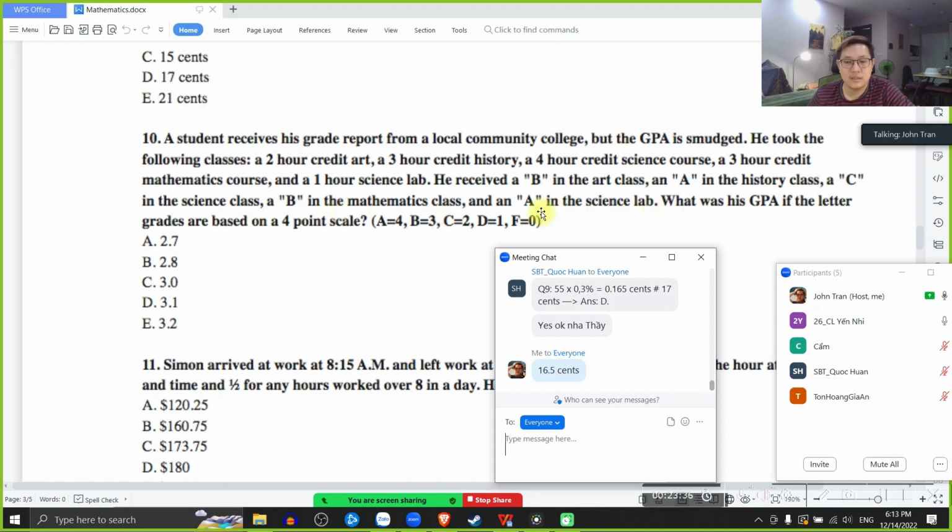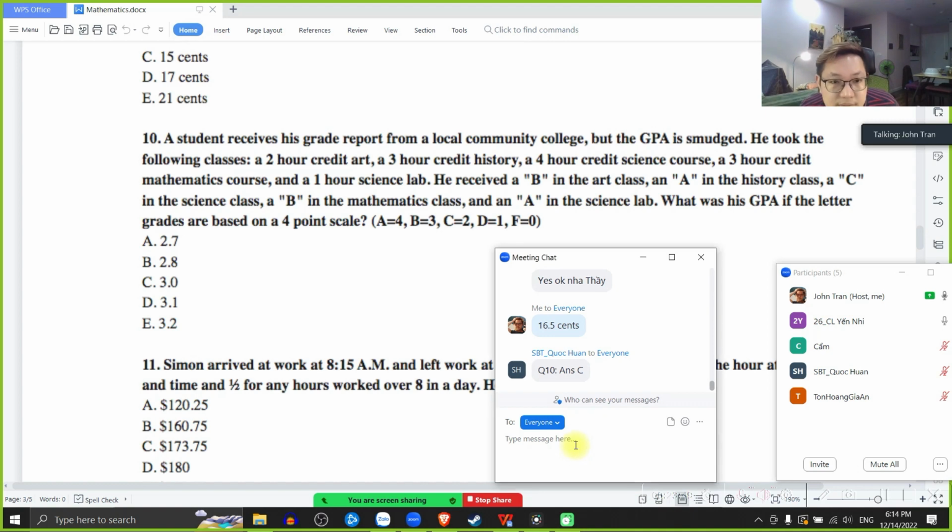Science lab thì là A. Người ta hỏi điểm trung bình GPA của anh ta là bao nhiêu nếu ký tự được dựa vào thang điểm 4 point như thế này. Ok, các bạn tính đi. Please. Alright, so that is answer C. But how can we get there?